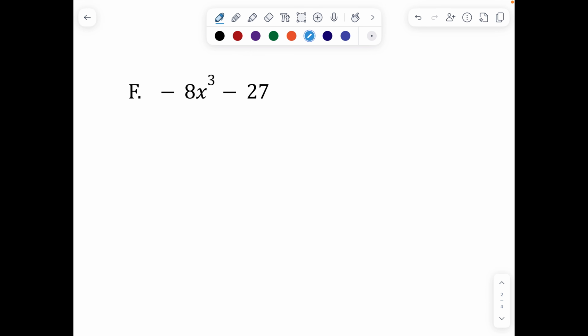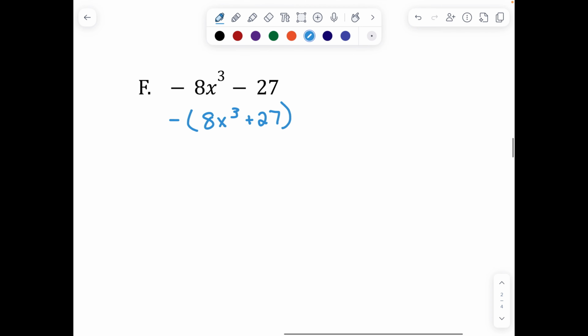F says negative 8x to the third minus 27. So we're going to go ahead and factor out a negative 1 to start. So I'm left with negative 8x to the third plus 27. So I want to check, is it the difference of squares? The answer is no. Is it the sum or difference of cubes? Yes, it is. It's the sum of cubes, where a is equal to 2x, b is equal to 3.